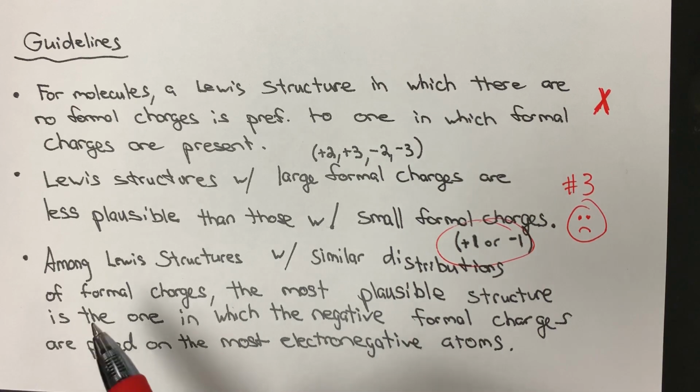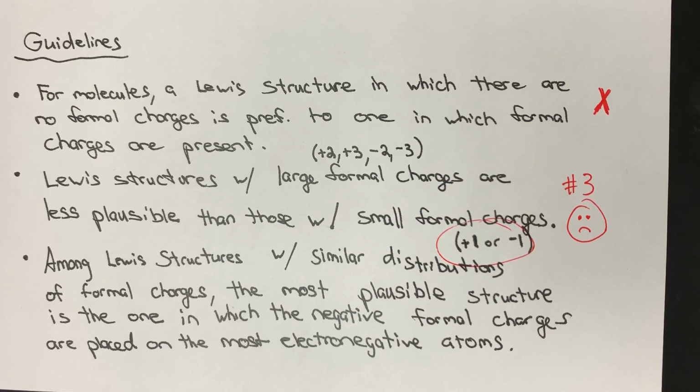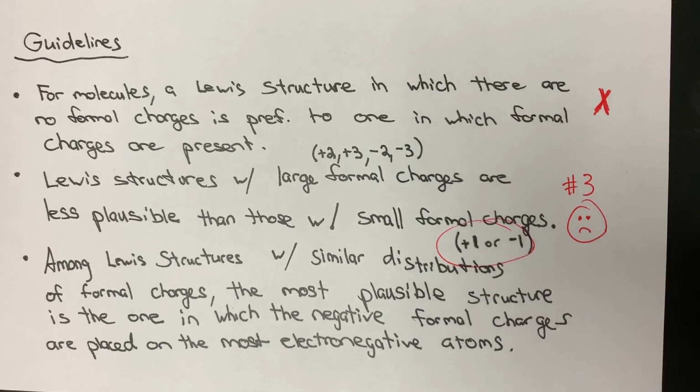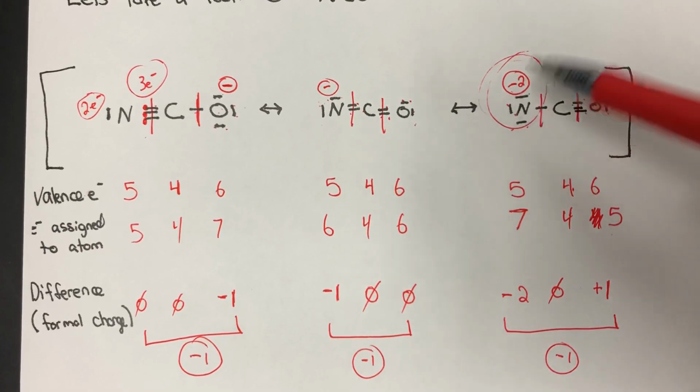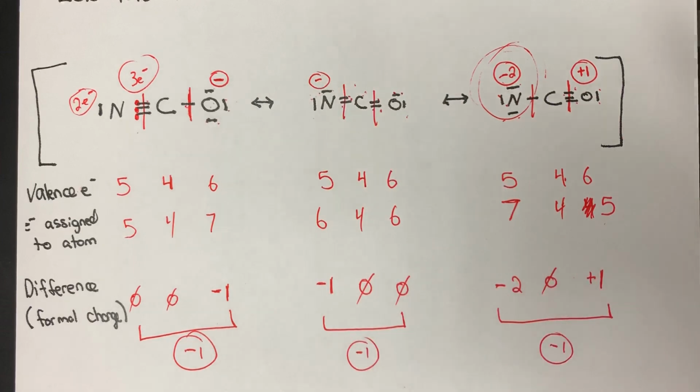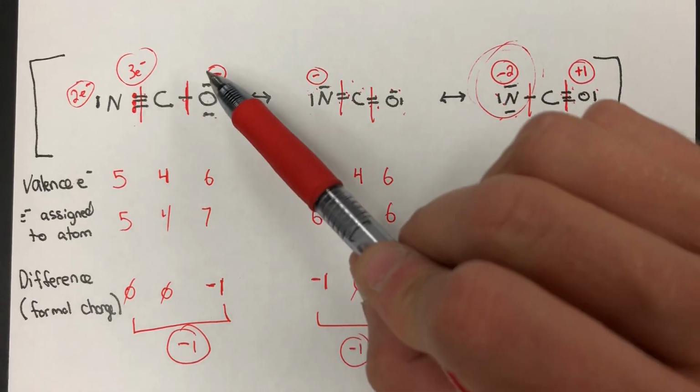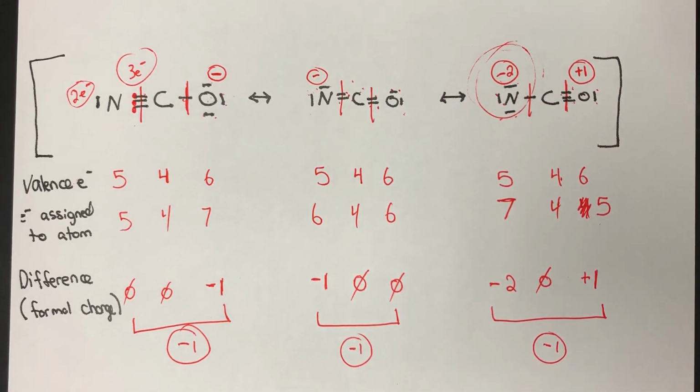So this last guideline here, it says among Lewis structures with similar distributions of formal charges, the most plausible structure is the one in which the negative formal charges are placed on the most electronegative atoms. So we've already kind of eliminated number 3, right? That's the one that has a -2, whereas these previous 2 resonance structures only have formal charges of -1 and -1. So looking at that third guideline, given that we have a similar distribution of formal charges, just a single negative and a single negative, we've got to figure out which one works, right?